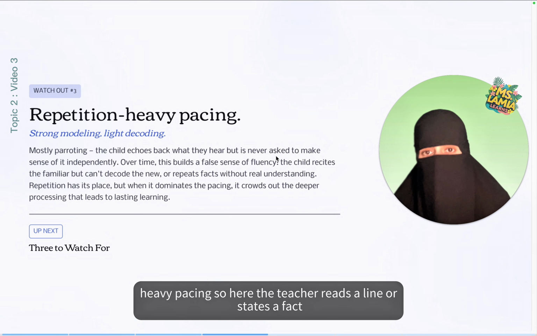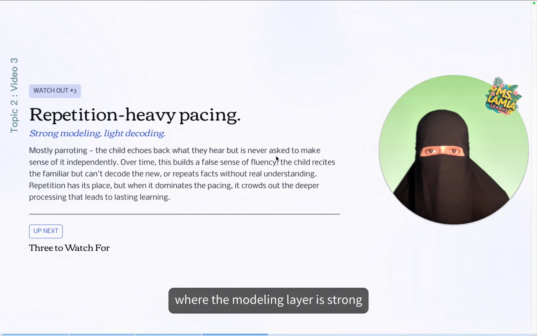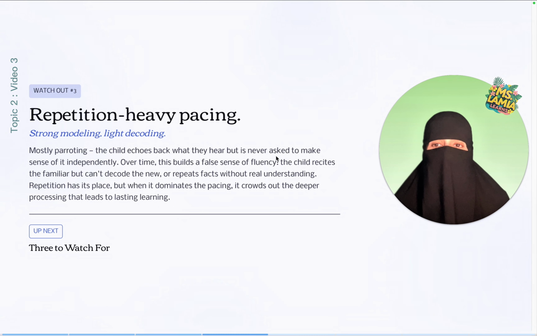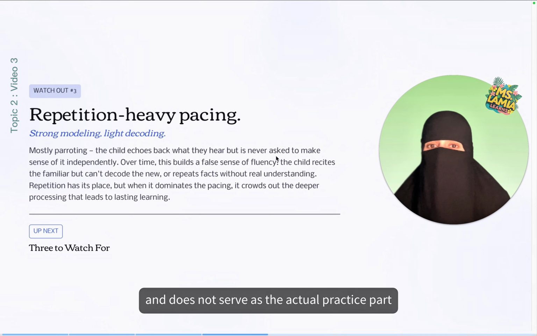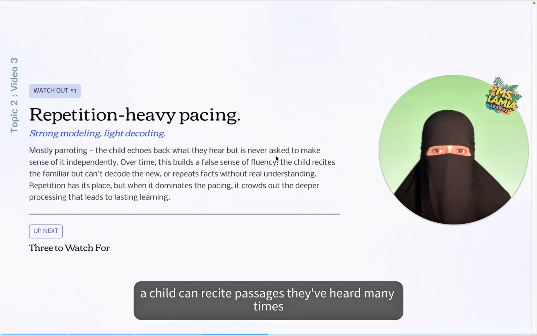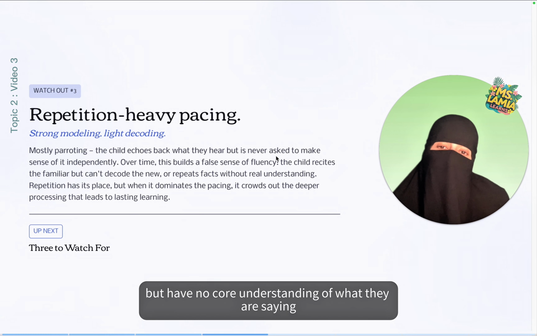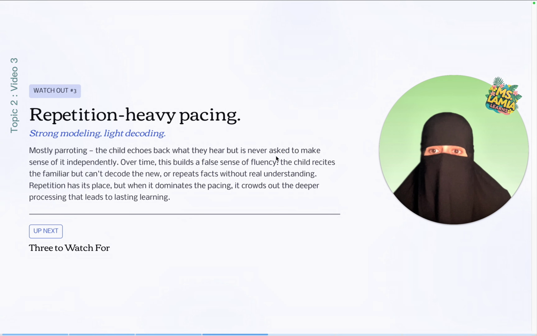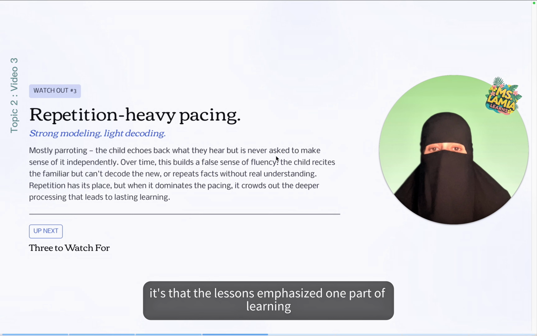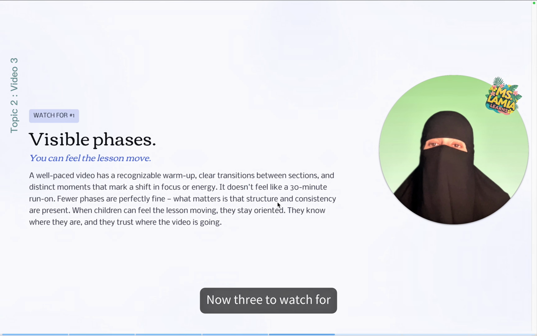Here the teacher reads a line or states a fact and the child repeats it back. 30 minutes where the modeling layer is strong but the decoding layer is light. So it's basically parroting and does not serve as the actual practice part. You may see after years of lessons in this pattern, a child can recite passages they've heard many times, but they struggle to read a new verse they haven't heard yet. Or they can repeat facts but have no core understanding of what they are saying. It's not that they're slow learners, it's that the lessons emphasized one part of learning and gave less room for another. Now 3 to watch for.